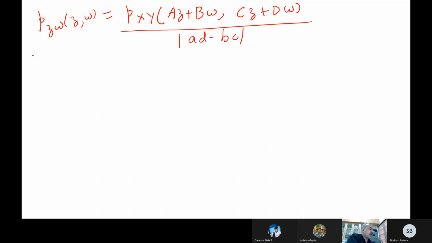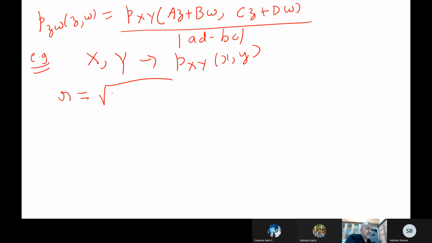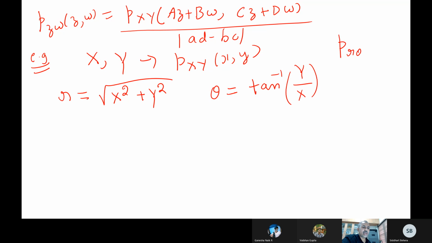Now let us do a very interesting transformation. We have p of x, y, the density function. Now we have a transformation r, defined as the square root of x square plus y square, and then theta, or phi or whatever, tan inverse of y by x. Now I want to find out p of r, theta, knowing x and y.